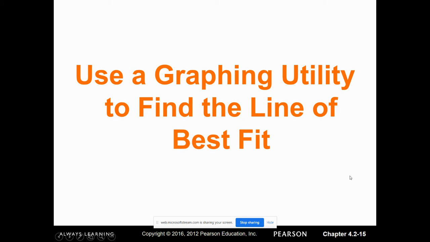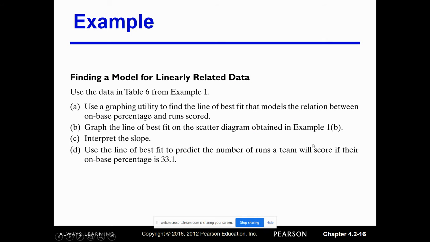All right, and we continue the previous video. Okay, use the graphing utility to find the line of best fit. We're still going to use the data in table 6 from example 1, and then we're going to do the following 4 steps. First, use a graphing utility to find a line of best fit that models the relation between on-base percentage and the runs scored.